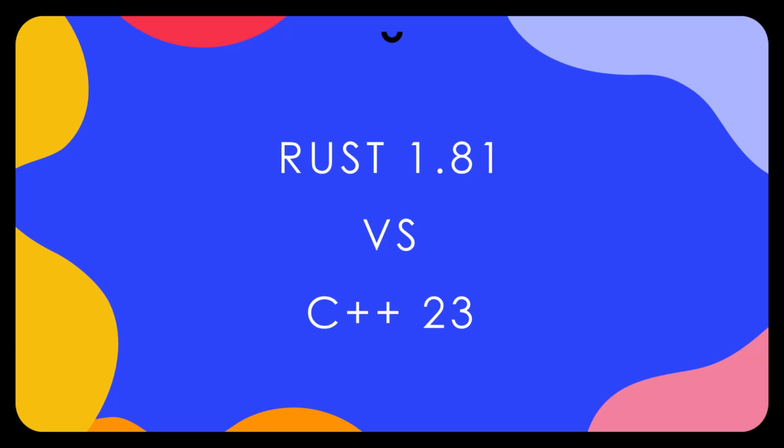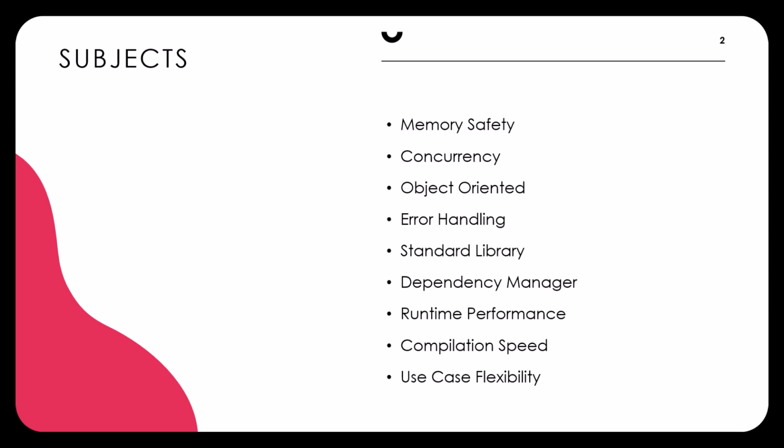Hey everyone, today we're diving into the differences between Rust and C++ across several key areas. Memory safety, concurrency, object-oriented features, error handling, standard libraries, dependency management, runtime performance, compilation speed, and use case flexibility. By the end, you'll see where each language shines and which one might be the right fit for your projects. Let's get started.